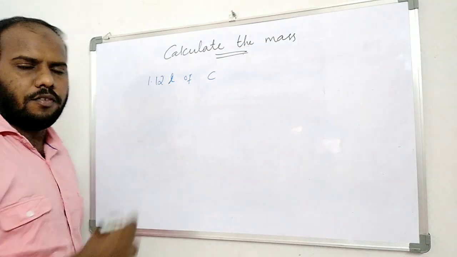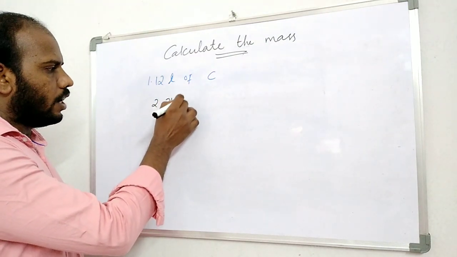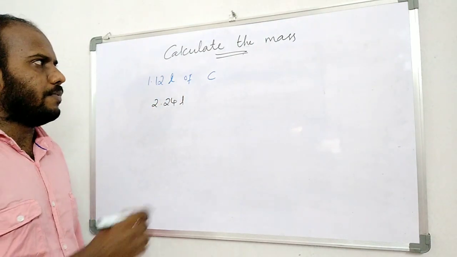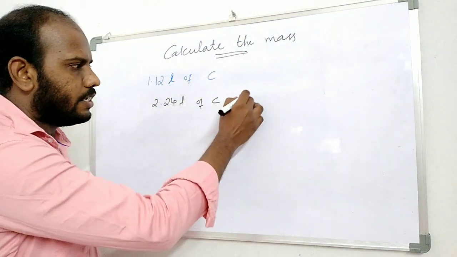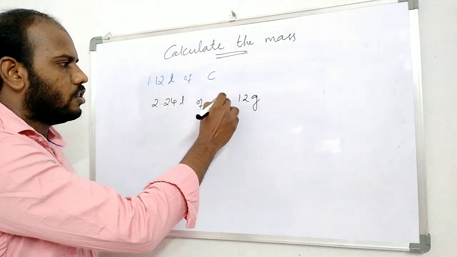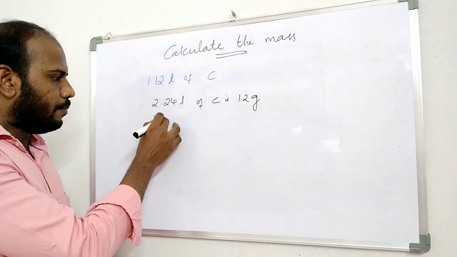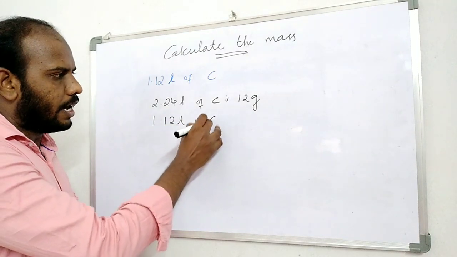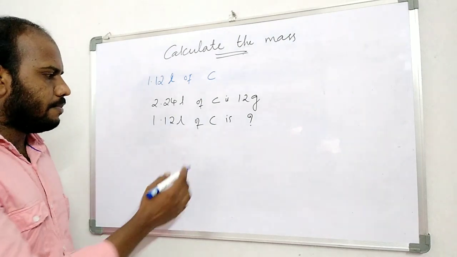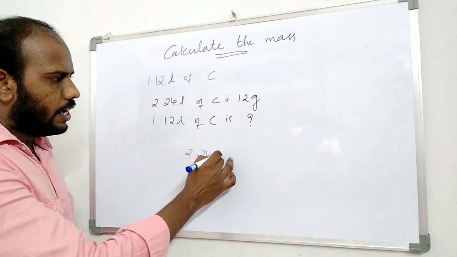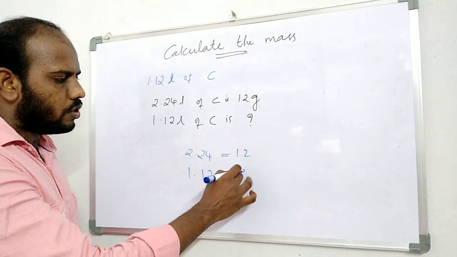Next step, write the standard. What is the standard volume? We know that 2.24 liter is the standard volume, and the carbon mass we know is 12 gram. So we got 2.24 liter of carbon is 12 gram. Then 1.12 liter of carbon is question mark. Got it, children? Same as the before process. So 2.24 is equal to 12 and 1.12 is equal to question mark.